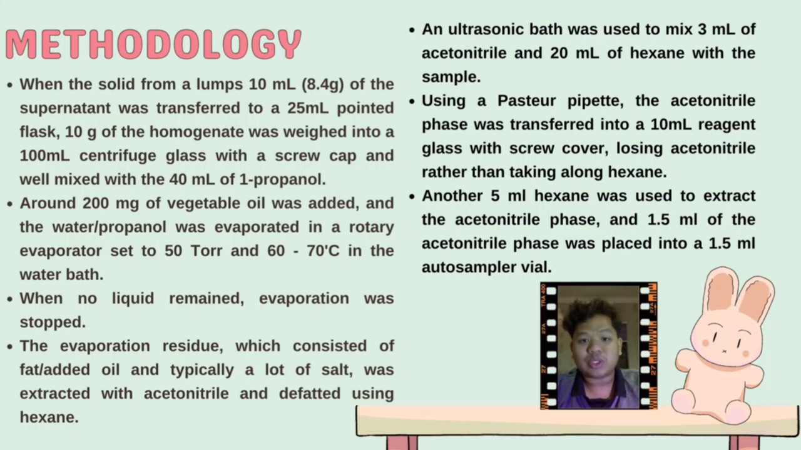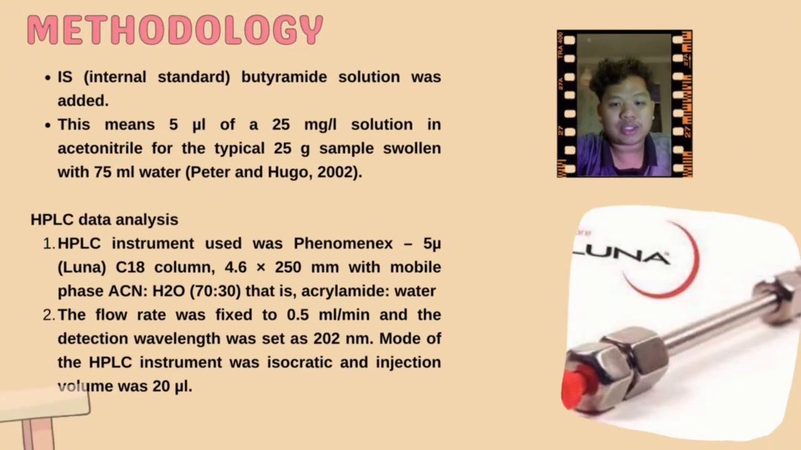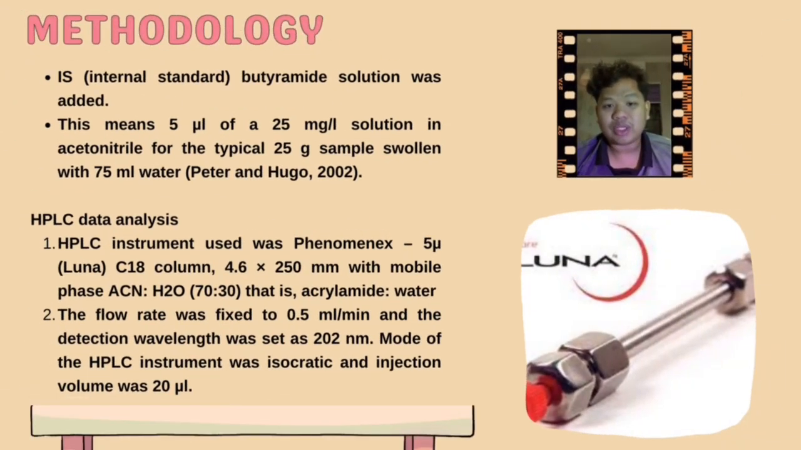The evaporation residue, which consists of fat or added oil, and typically a lot of salt, was extracted with acetonitrile and defatted using hexane. An ultrasonic bath was used to mix 3 ml of acetonitrile and 20 ml of hexane with the sample. Using a pressure pipette, the acetonitrile phase was transferred into a 10 ml reagent glass with screw cover. Another 5 ml of hexane was used to extract the acetonitrile phase, and 1.5 ml of the acetonitrile phase was placed into a 1.5 ml autosampler vial. Next, the internal standard solution was added.